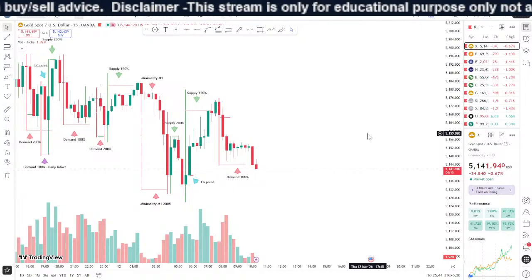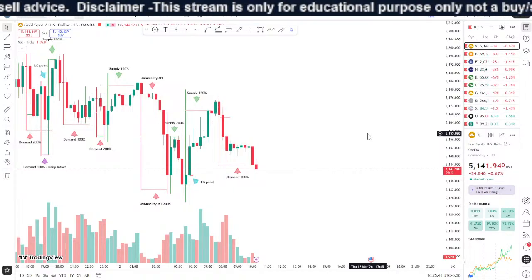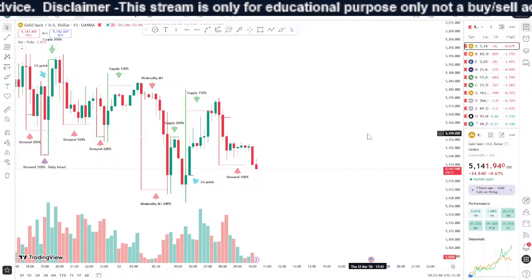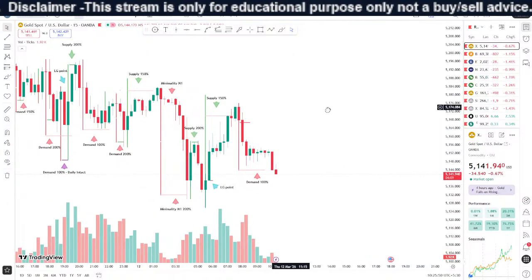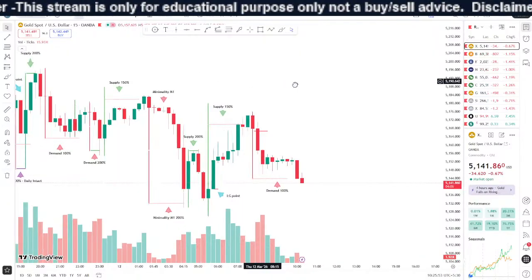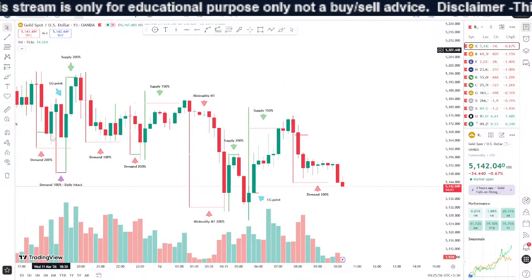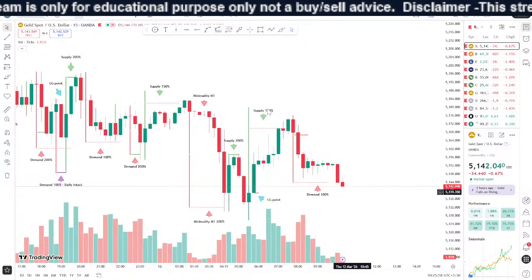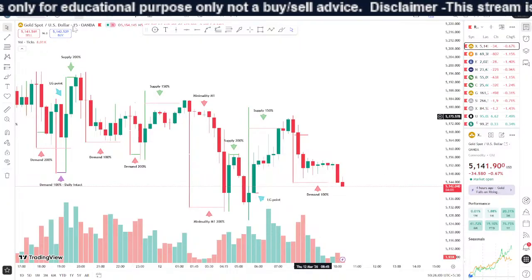After completing the daily intact, I'll show you. This is the mapping from here to here. This is the mapping post daily.